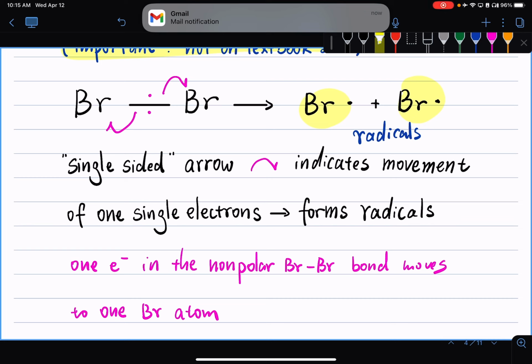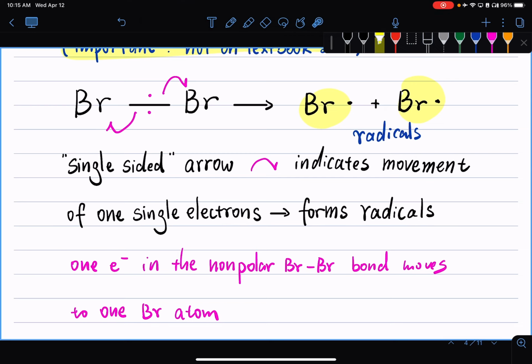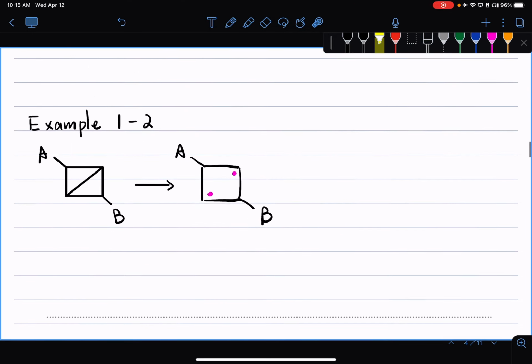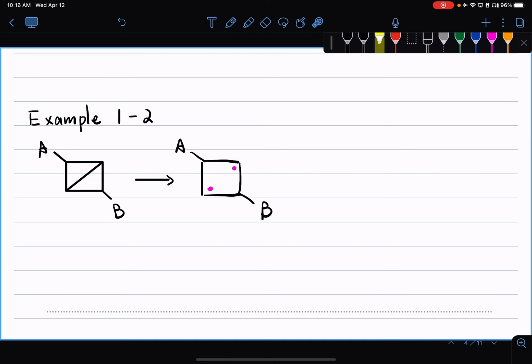So let's look at some more examples of drawing out the single-sided arrow to form the free radical species. For example, in this case, we're imagining this quite extraordinary molecule called a bicyclobutene. And the carbon-carbon bond we're highlighting here is almost a nonpolar covalent bond. It's a covalent bond between two carbon atoms, so naturally it's nearly nonpolar.